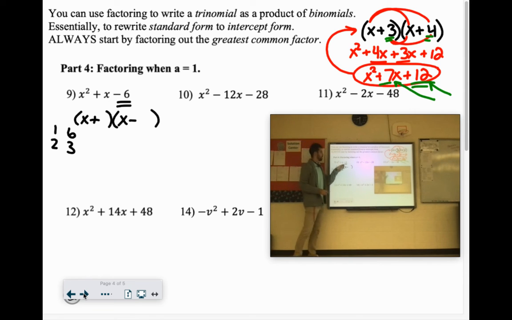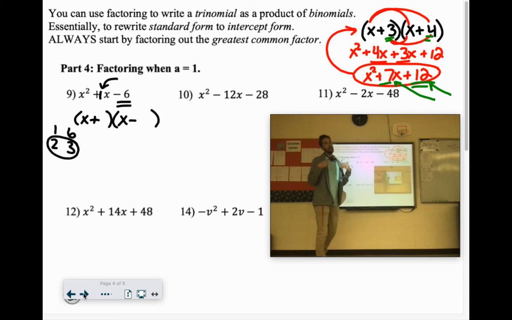Now, when the last term is negative, they're actually going to be this far apart. So we're looking for a set that is 1 apart from each other, which has to be 2 and 3. Now, technically, when we're done, they will add up to positive 1, because that's going to determine which one goes with the plus and which one goes with the minus. So the only way you're going to get them to add up to positive 1 would be positive 3 and negative 2.